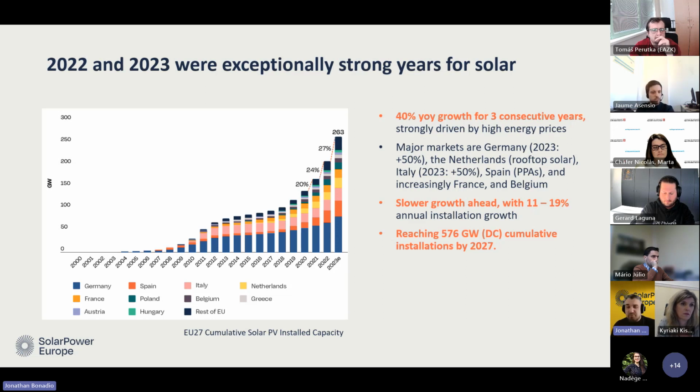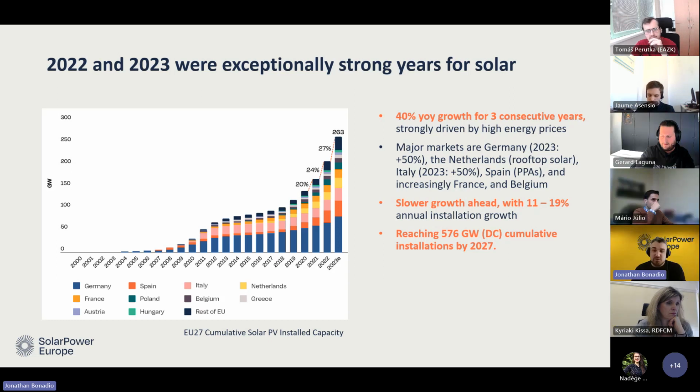Currently in Europe, it doesn't come as a big surprise, but the major markets for solar power are Germany, followed by Spain, Italy, the Netherlands, France, and Poland. These countries had the highest rate of total PV installation in 2023. The fastest growth was in Germany, the Netherlands, Italy, and Spain, with Spain also driven by power purchase agreements. This is very good news for the solar sector and for the energy system in general.